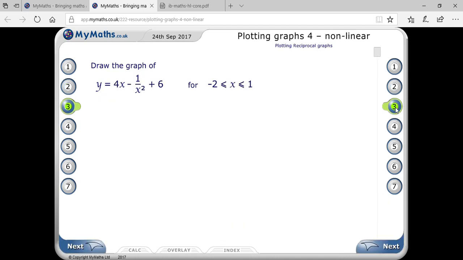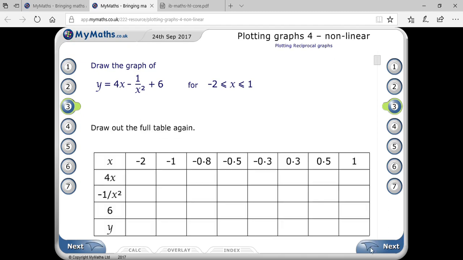Great. So here, you can see that it is a reciprocal graph. How will you consider that it is reciprocal? The graph which will be in fraction, a graph which will be a little bit in fraction, that will be your reciprocal graph. Also, the range is given, -2 to 1. So let's start quickly.